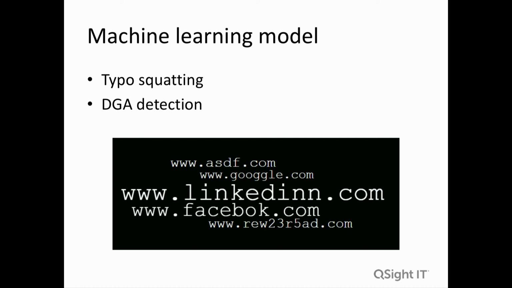Then we're also thinking and already working on building some machine learning models. Our data science team, 2 guys working at the company, are working on a typosquatting model and a DGA detection. Typosquatting, you can see that as misspelled domain names, as the second one in the slide, Google with a double G. And for the DGA, you can see it as randomly generated domain names, like the last one or the first one.